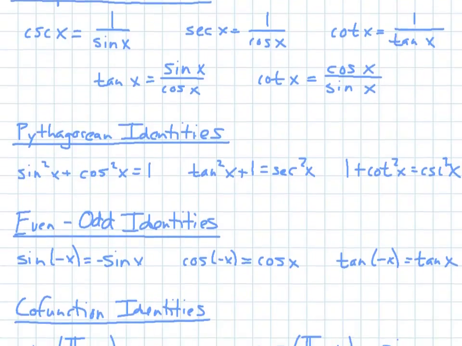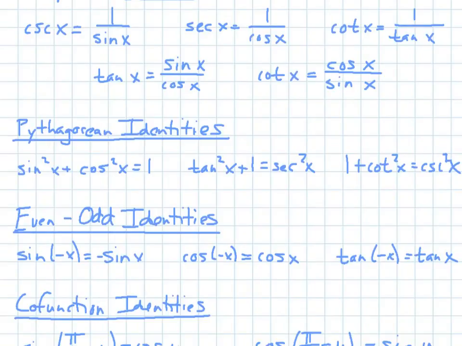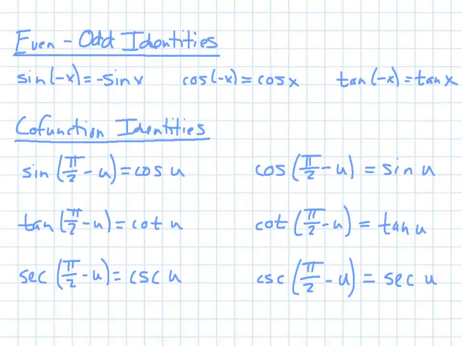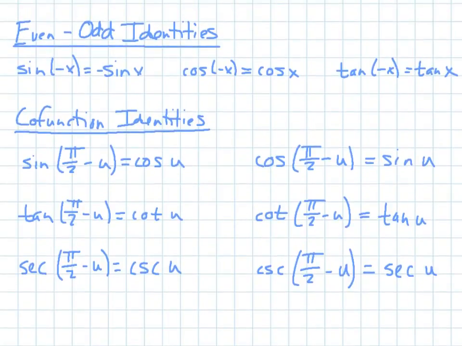Also, it's good to know the even and odd identities. Remember that sine and tangent are odd, and cosine's even. So that's why cosine's a little different than the sine and tangent ones. You also have the cofunction identities. Now, these mean that if you take sine of pi over 2, so 90 degrees, minus an angle, that's the same thing as the cosine of that angle.